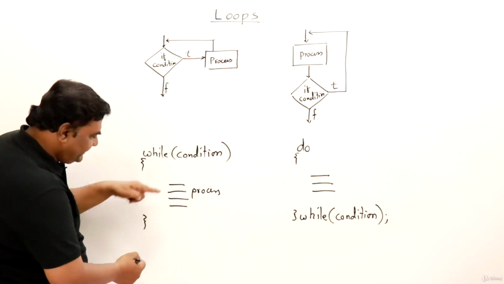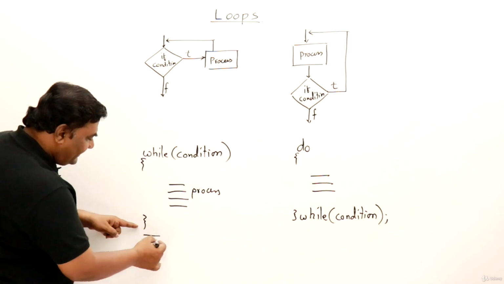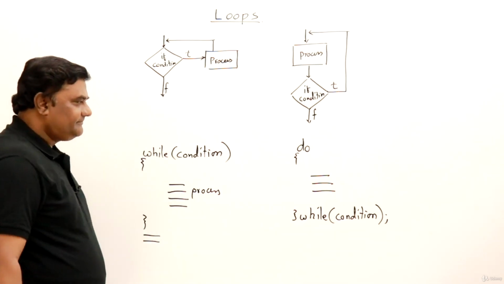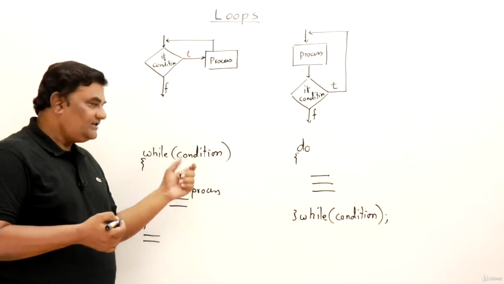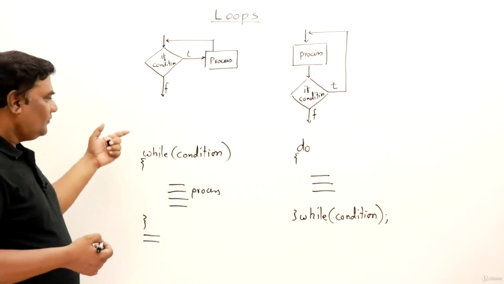If the condition is false, then it will come out of this body and it will execute the rest of the statements. So if you want to repeatedly execute a set of statements until the condition is false, then you can use this syntax, that is while loop.